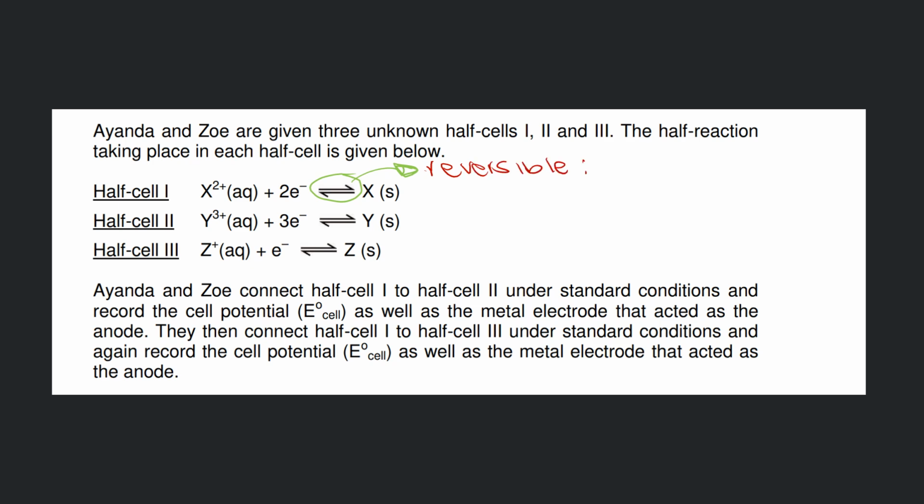right? That simply means that we can go from X2+ plus 2e- to X, which is a reduction reaction, or we can go from X neutral to X2+ plus 2e-, which would be an oxidation reaction. So we can have a forward and we can have a reverse reaction. That's simply what our double arrows mean.